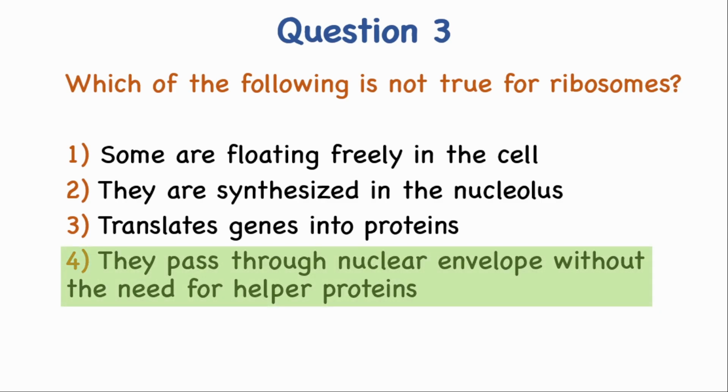Ribosomes are synthesized in the nucleus. Then they exit the nucleus through the pores that are in the nuclear envelope. Some attach to the endoplasmic reticulum and others float in the cell. Their function is to translate genes into proteins.